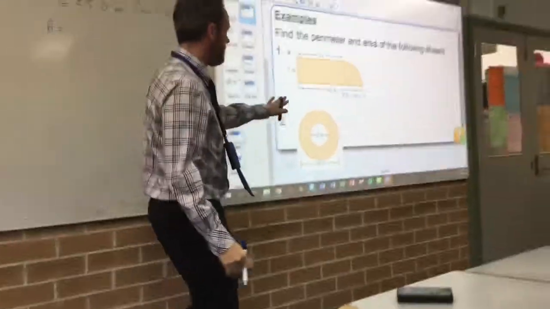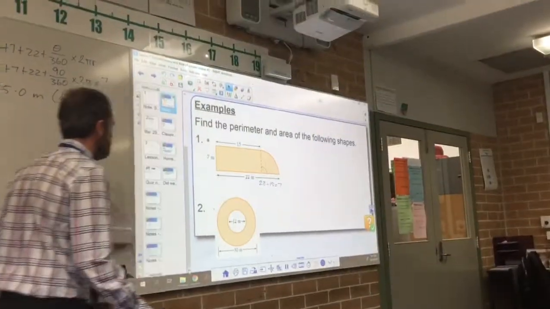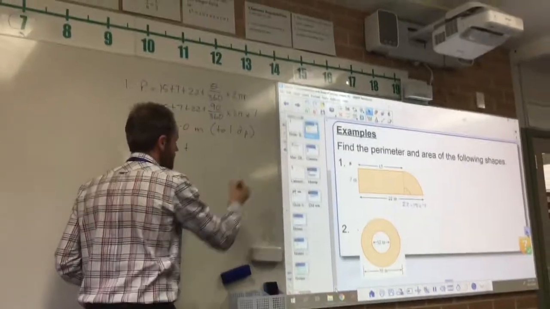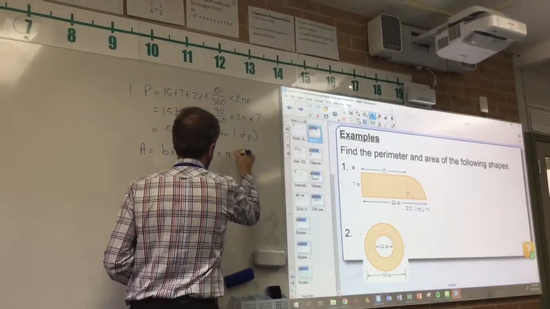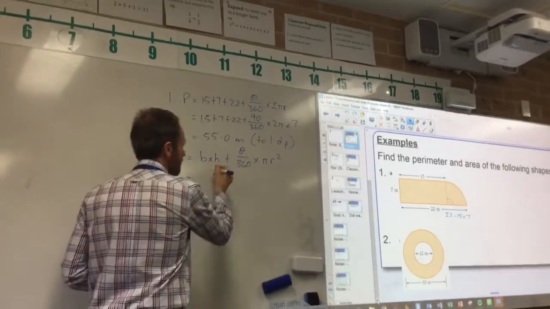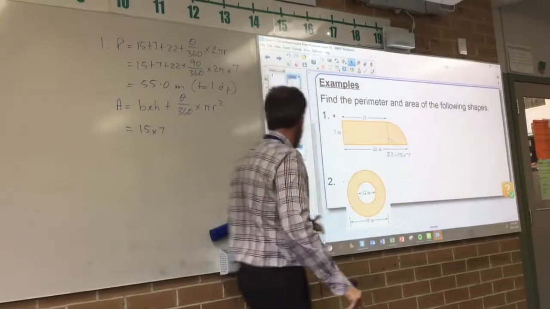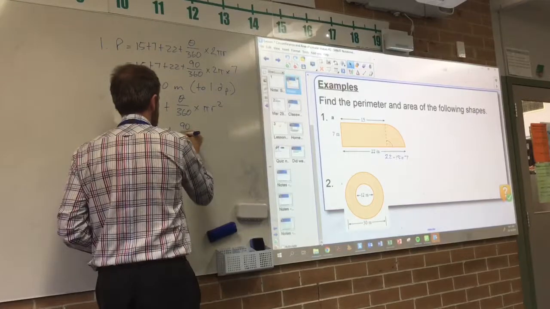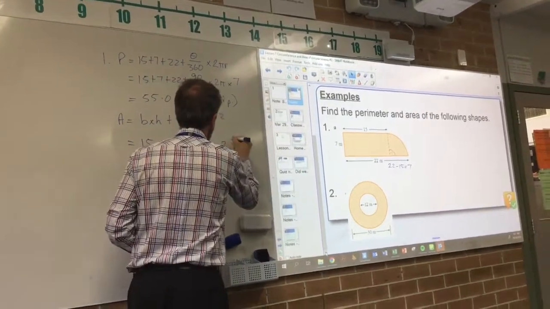So my area is going to be two shapes, a quarter of a circle and the rectangle. So it's going to be base times height plus theta over 360 times pi r squared. So I hope someone's got a calculator out ready to go. My base is 15. I can see that by looking at the top here and just bringing it down to my base. Plus theta again is 90 over 360 times pi times my r squared.